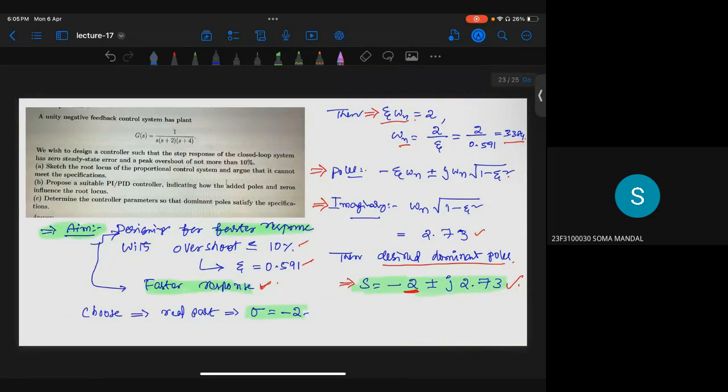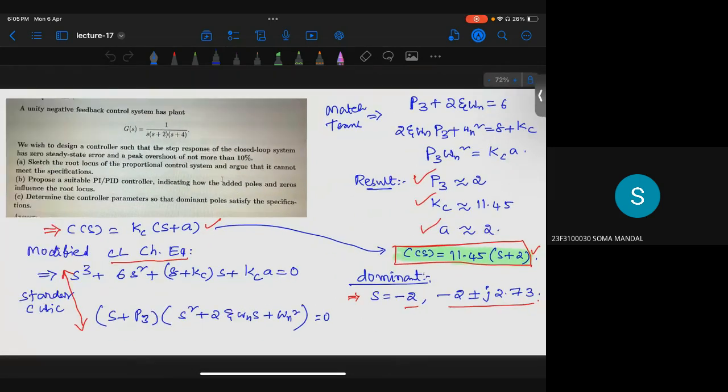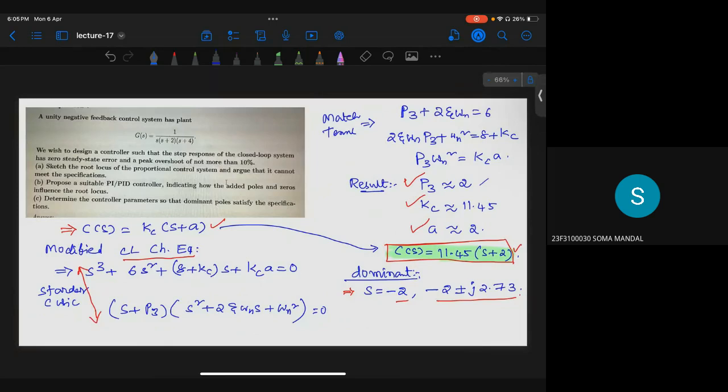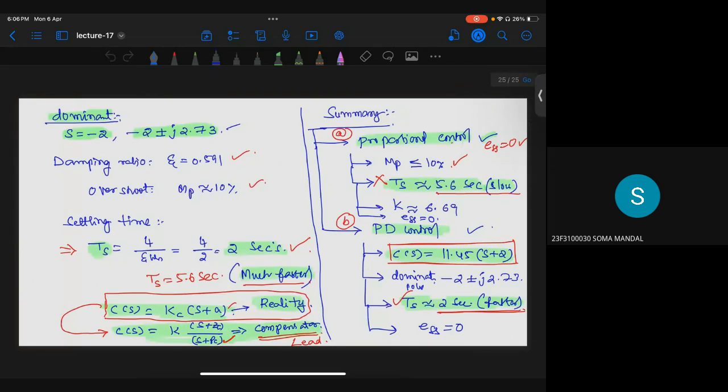So we get our desired dominant poles. Okay. So this way, finally, using the desired dominant poles, we could calculate our P3, Kc, and A like this, which will give us a settling time of 2 seconds. Okay, so you have to go step by step.